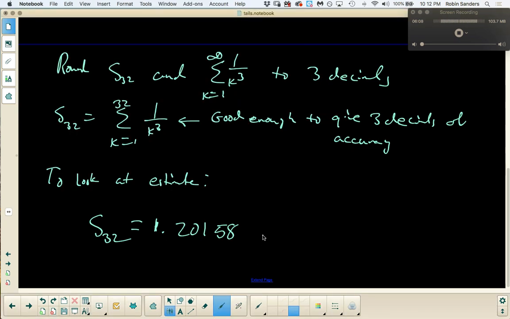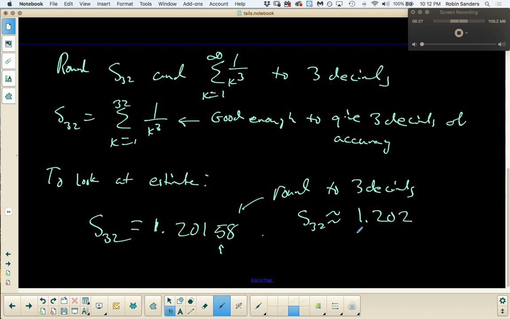So that's S32. And if I round this to 3 decimals, I get that S32 is approximately 1.20. Well, that's bigger than a 5, so it's going to round to 1.202. And the series, well, I still don't know what it converges to. If I round the series to 3 decimals, the series will also be 1.202.